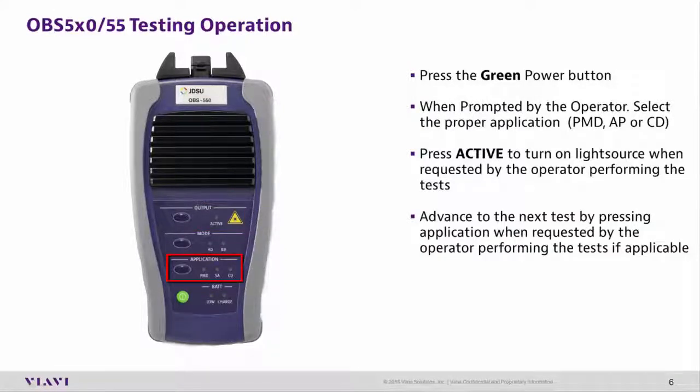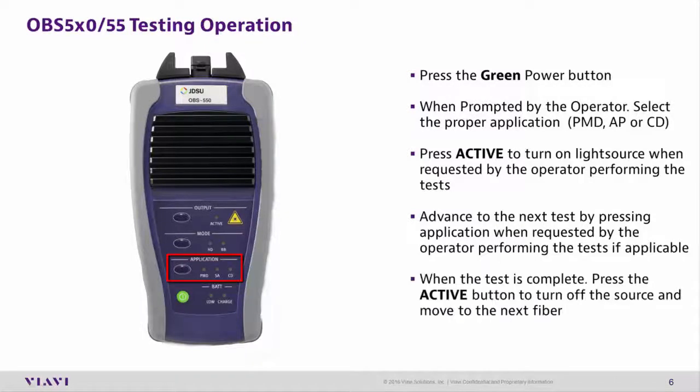Advance to the next test by pressing the application key again when requested by the operator. When the test is complete, press the Active button again to turn the source off. Disconnect and move to the next fiber.